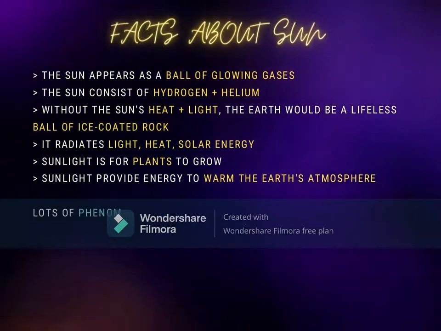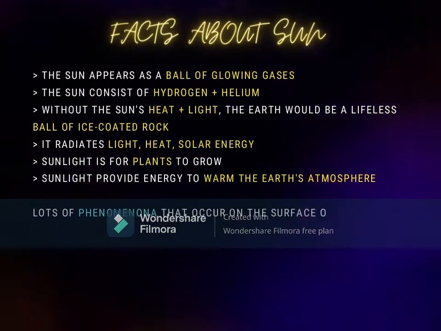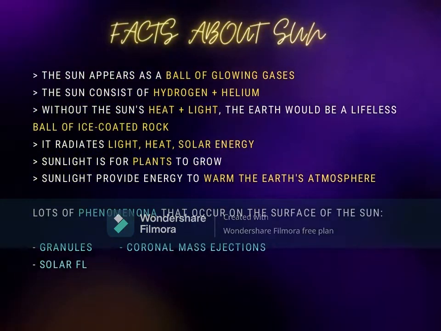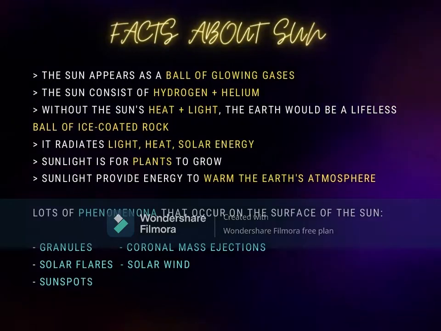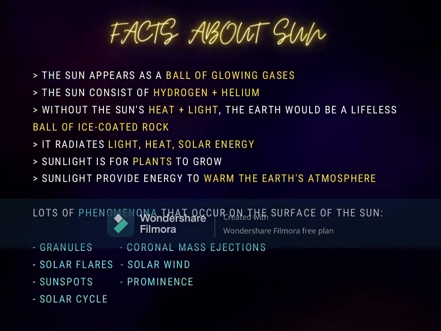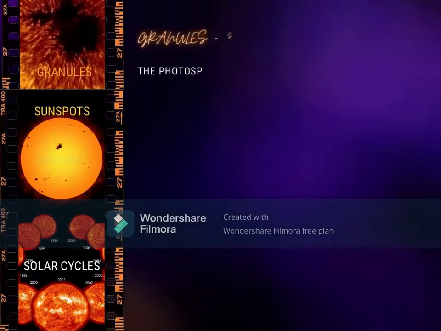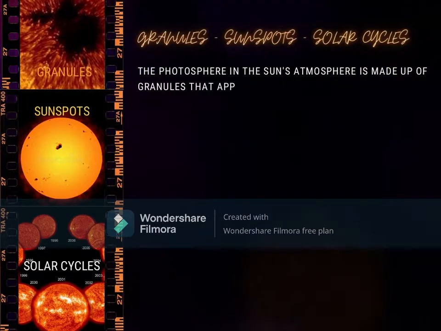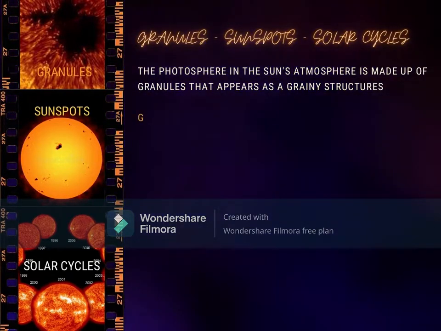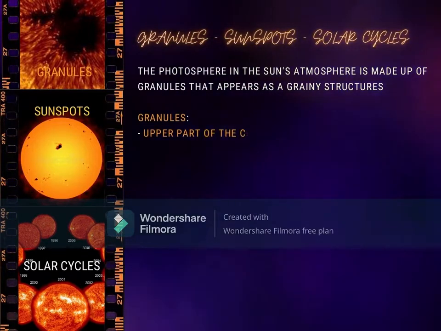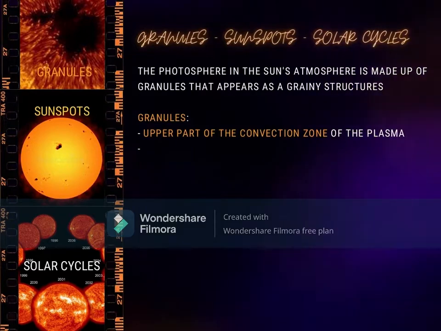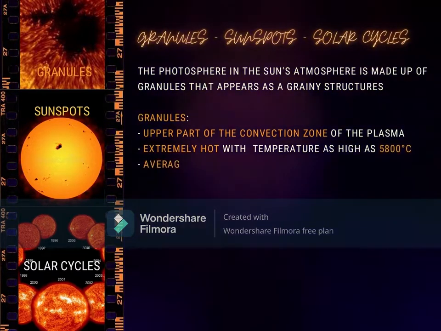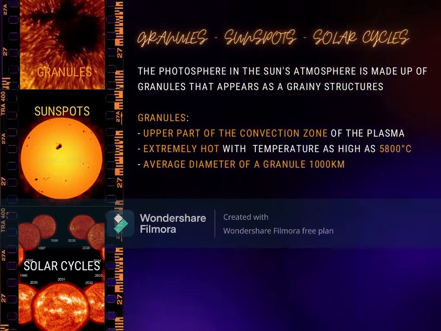There are lots of phenomena that occur on the surface of the sun, such as granules, solar flares, sunspots, solar cycles, coronal mass ejections, solar wind, and prominences. First, let's look at granules, sunspots, and solar cycles. The photosphere in the sun's atmosphere is made up of granules that appear as a grainy structure. Granules are the upper part of the convection zone of the plasma. Granules are also extremely hot, with temperatures as high as 5,800 degrees Celsius. The average diameter of a granule is 1,000 km.